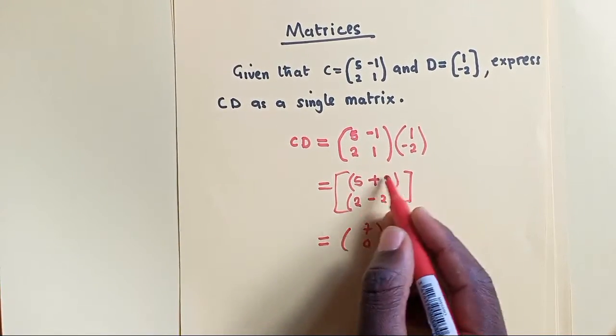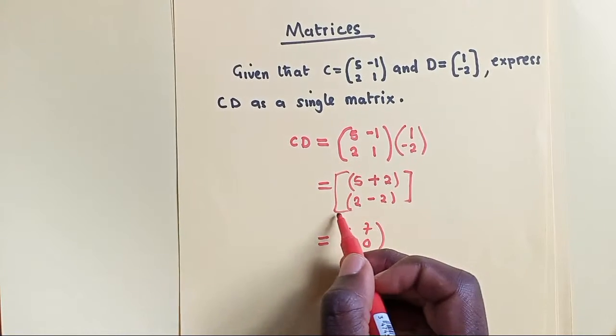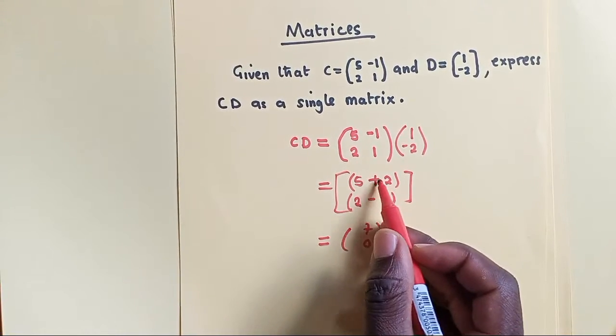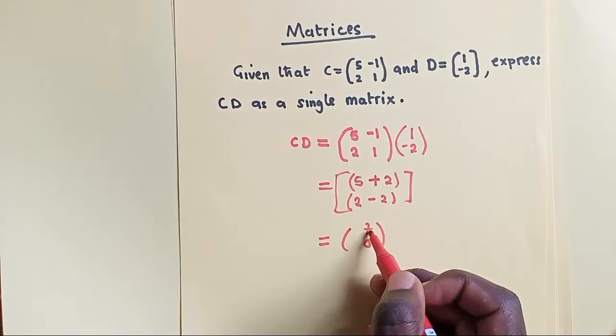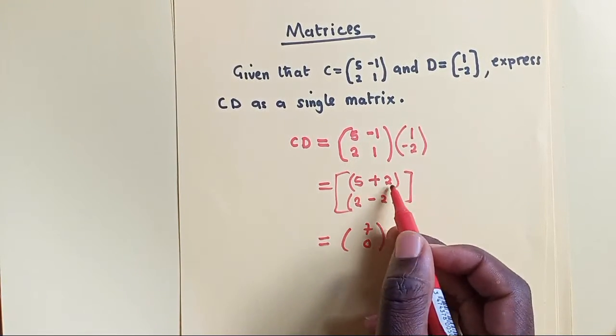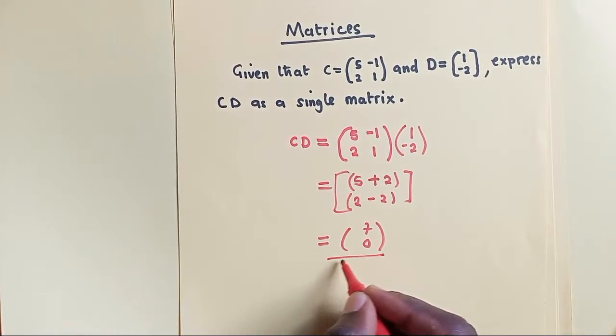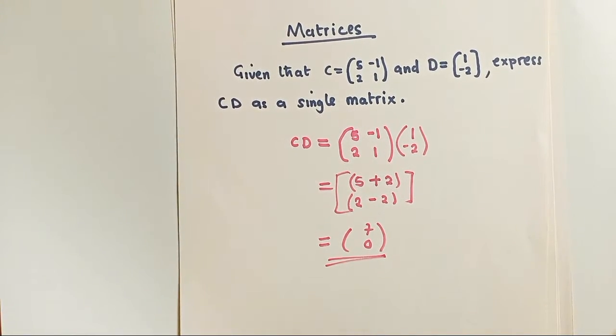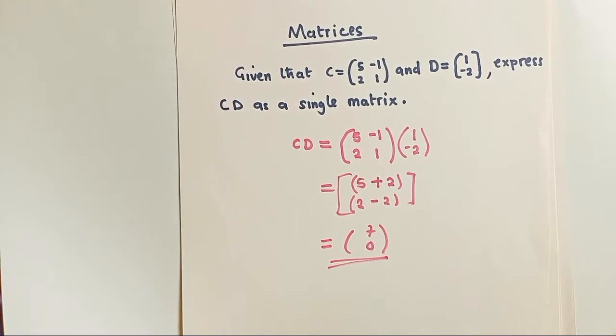So don't leave your answer at this point. I've noticed that most people leave their answers here. You need to make sure that you add here and get a 7, you subtract here, okay? Or let me just say you just finish it up to here. Thank you. So this is the solution.